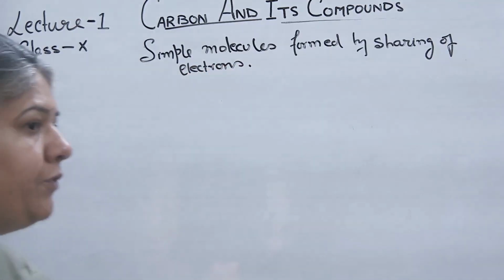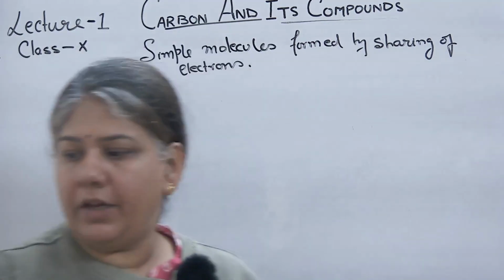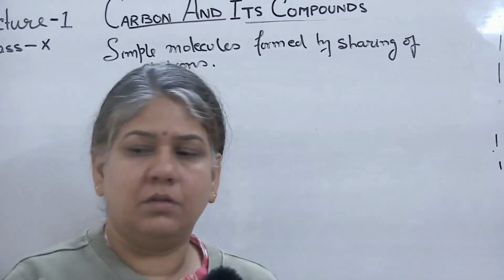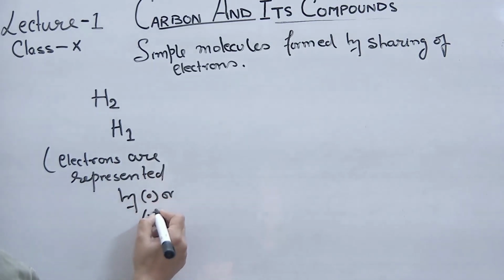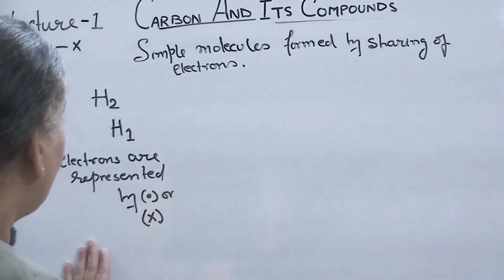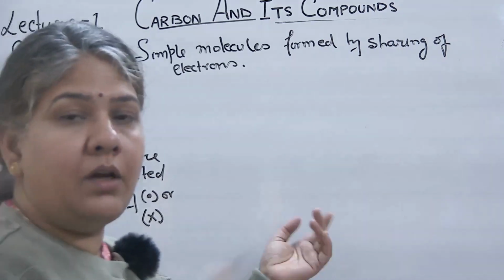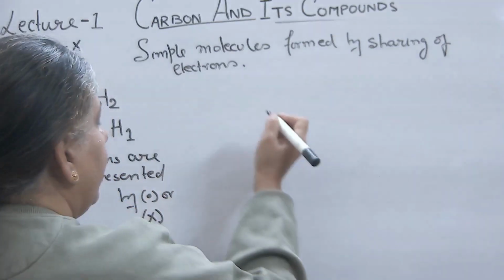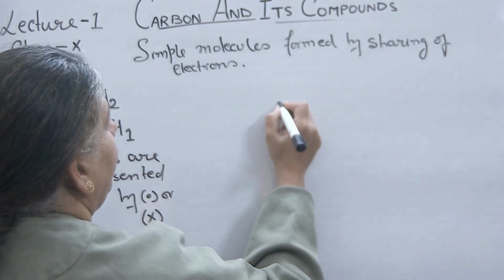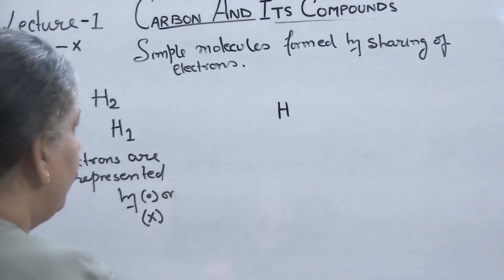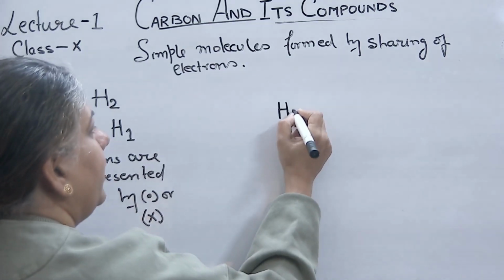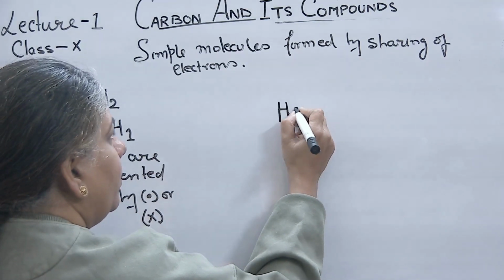First, we will see a few diatomic molecules, represented by a dot or by a cross. So, this will be called an electron dot diagram. Only the outermost electron will be shown in the diagram. Hydrogen has only one electron, so you put one dot here.